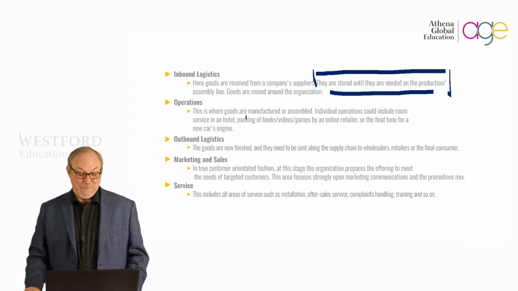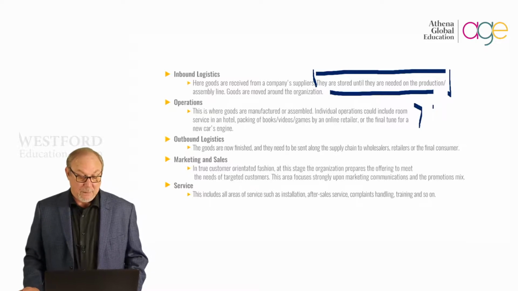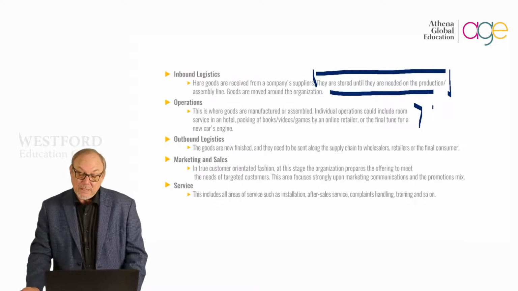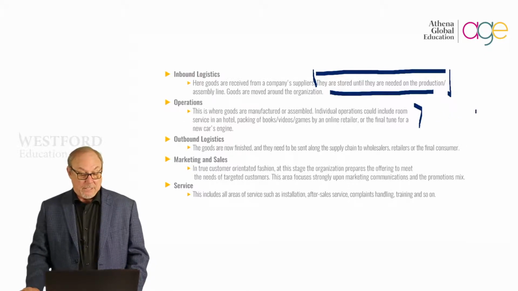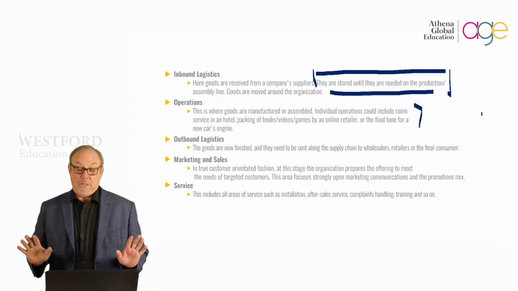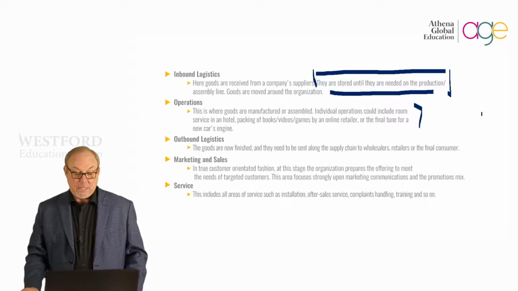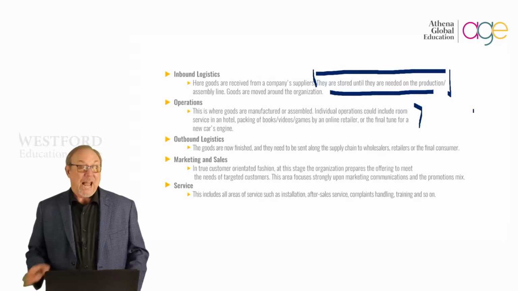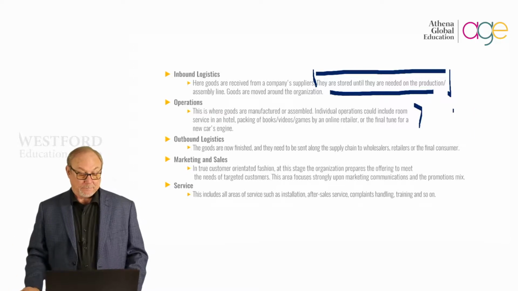Operations. This is where we do something to the stuff. This is where goods are manufactured or assembled. Individual operations could include room service in a hotel, packing of books and video games by a retailer, or the final tune for a new car's engine. And then outbound logistics. The goods are finished. They're done. They need to be packaged up, sent out to wholesalers, retailers, distribution centers. How are you going to get them from where you have made them to where they need to be?